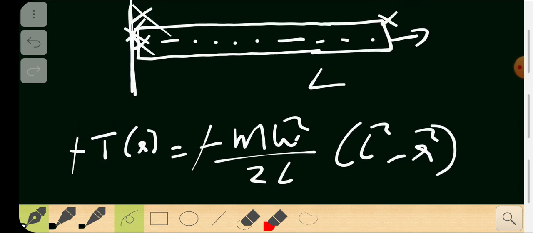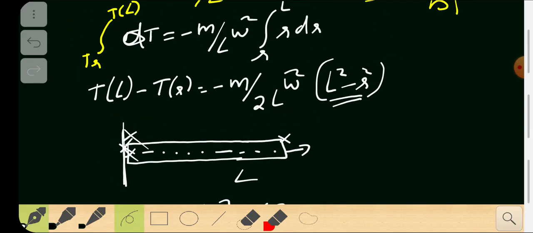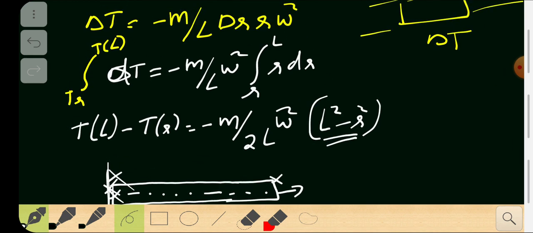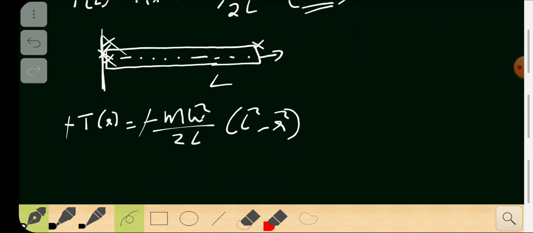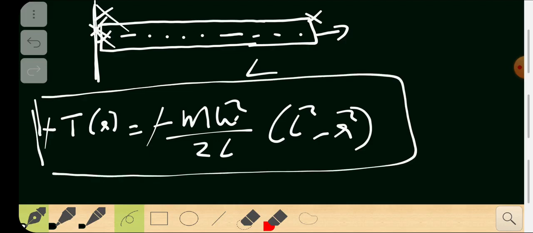Sorry, our integration was reversed, I'm sorry. You have to go from left to right. You have to go from L to r, because we are integrating from minimum to maximum, so it will be increasing in the other direction. Okay, just like that. This equation is right anyway. So this will be the tension inside the string. I hope you guys got it.